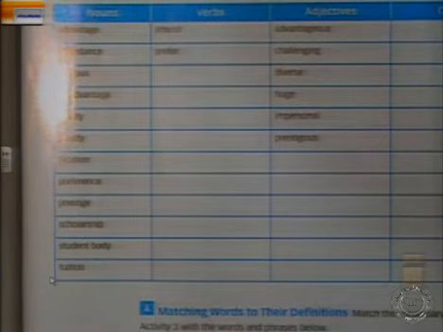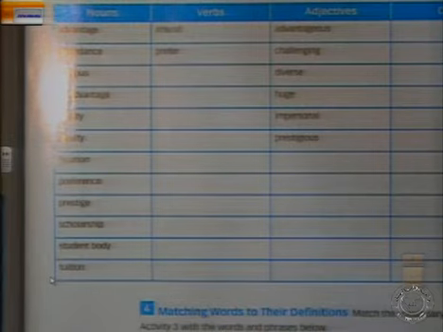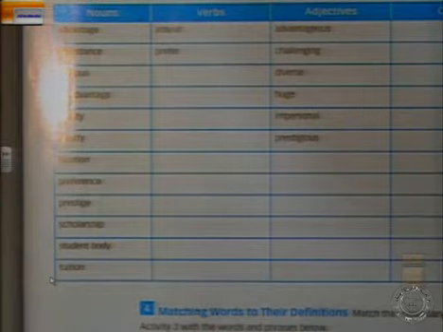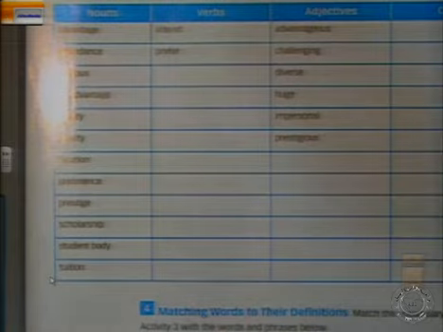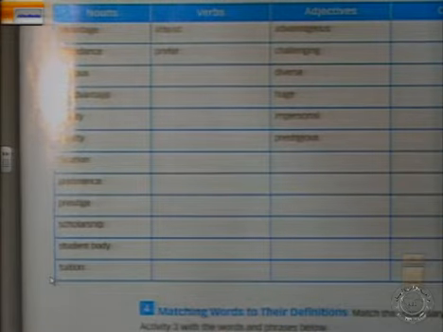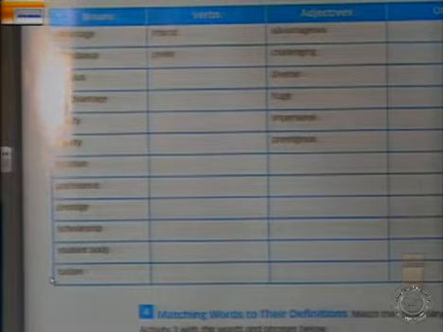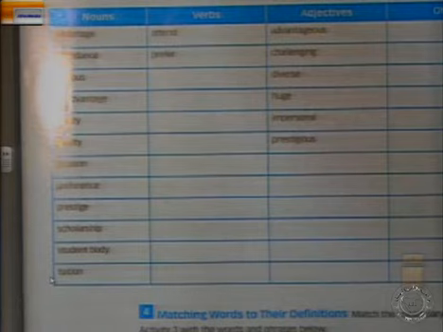And we move to the next noun, which is scholarship. Scholarship is an award or money granted to good students to continue their studies. The next noun is student body. Student body is an organization of students who are doing an activity together. The last noun is tuition. Tuition here means money paid for classes, or the cost of college classes.